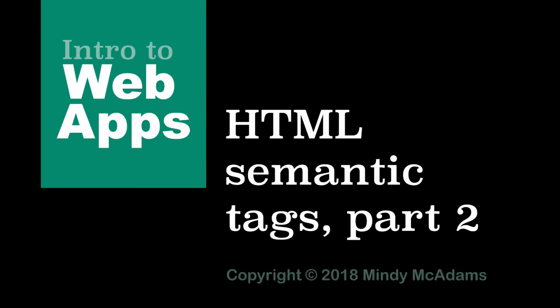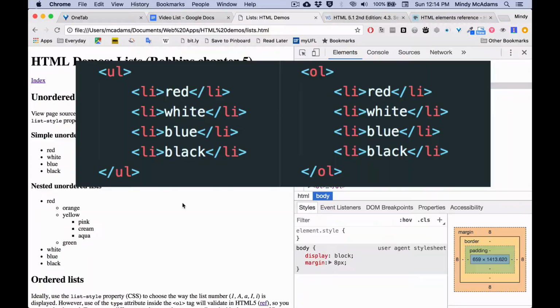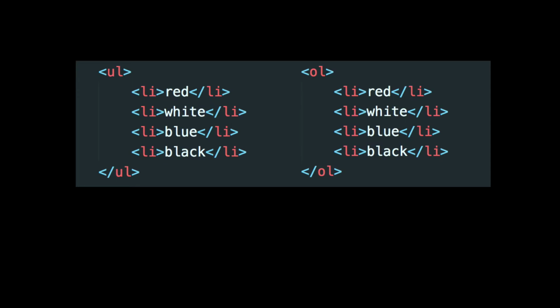Hello. To continue our tour of semantic HTML elements, this video is going to be all about lists. There are three types of lists in HTML. They are called unordered, ordered, and description. And they each have different tags, although they have some similarities.